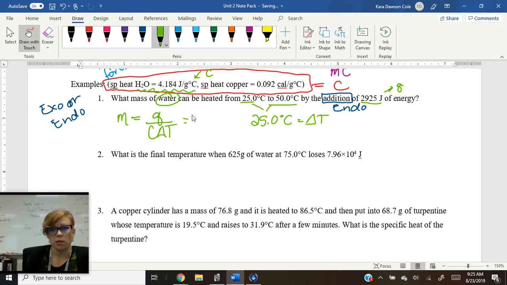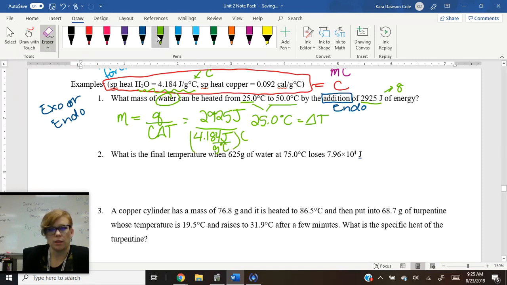Okay, so then I'm going to have 2925 joules over 4.184 joules per gram degrees Celsius. And then the other thing that is down here is 25.0 degrees Celsius. So my degrees Celsius cancels, my joules are canceling. I'm left in this gram unit here. Okay, and then I can calculate.